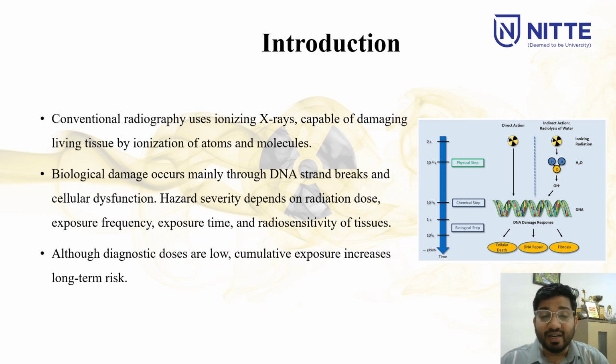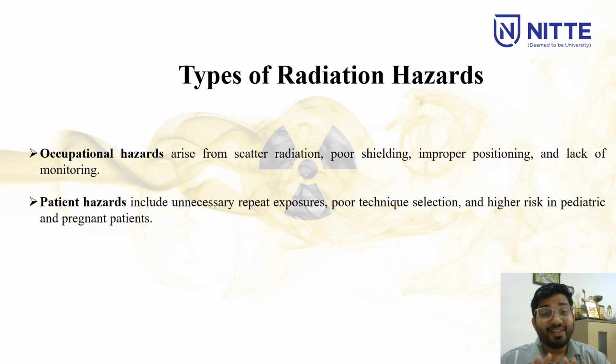Biological damage occurs mainly through DNA strand breaks and cellular dysfunction. So hazard severity depends on radiation dose, exposure frequency, exposure time, and radiosensitivity of a tissue. Although diagnostic doses are low, cumulative exposure increases the long-term risk. There are two types of radiation hazards in conventional radiology: occupational hazards and patient hazards.